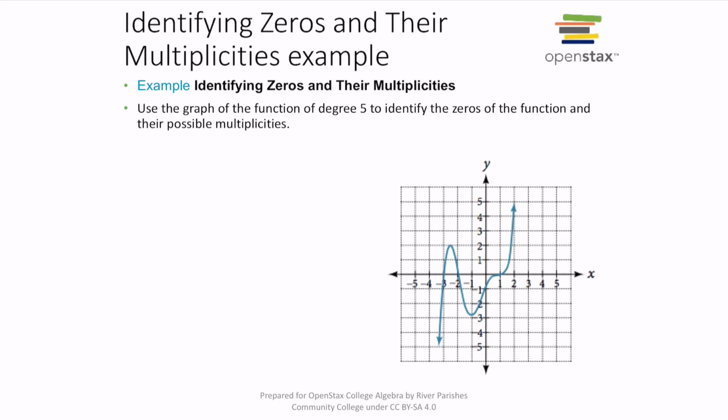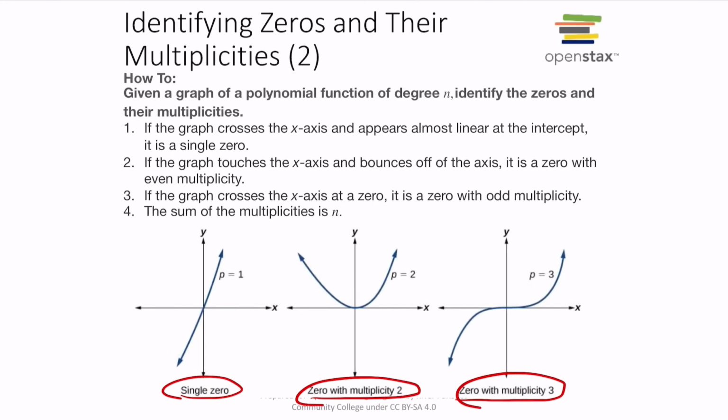They're asking us to use the graph of the function of degree 5 to identify the zeros of the function and their possible multiplicities. Now notice that at negative 3 it crosses, and at negative 2 also it crosses, and at negative 1 it also grazes the graph, but it also crosses the graph.